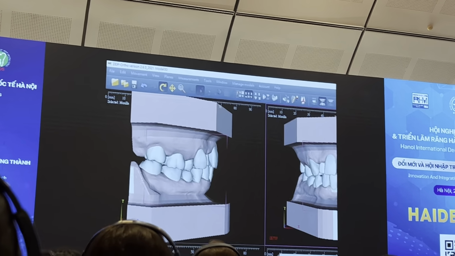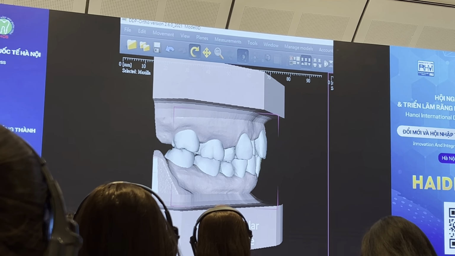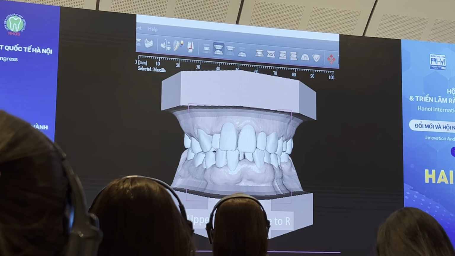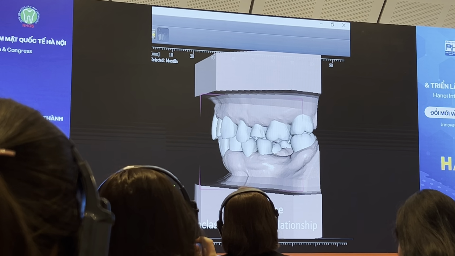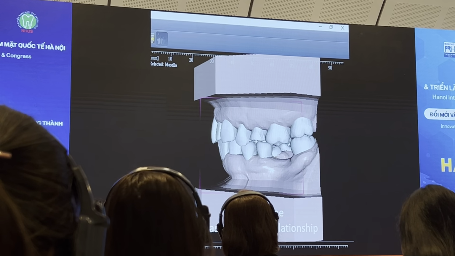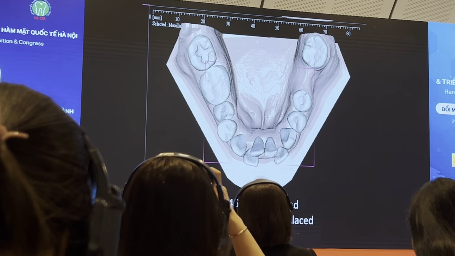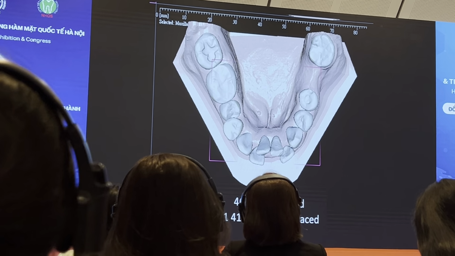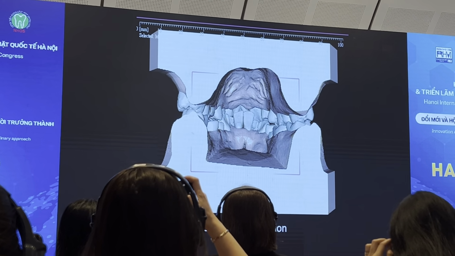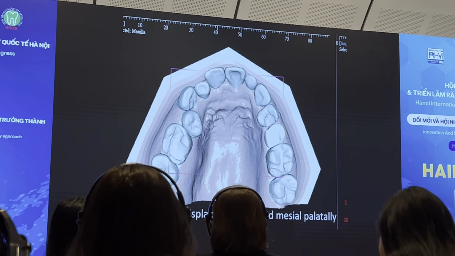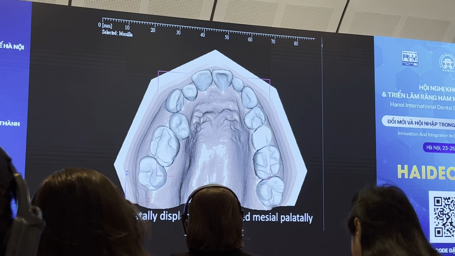Digital models. Class 2 half unit and class 1 canine relationship on the right. Upper and lower midlines were shifted to the right. Full unit class 2 canine on the left. Unclassified molar relationship due to missing 3-6. 4-6 was mesially drifted. 3-1 and 4-1 were lingually displaced and over-erupted. 1-2 was palatally displaced and rotated mesiopalatally. 1-6 was mesially drifted.